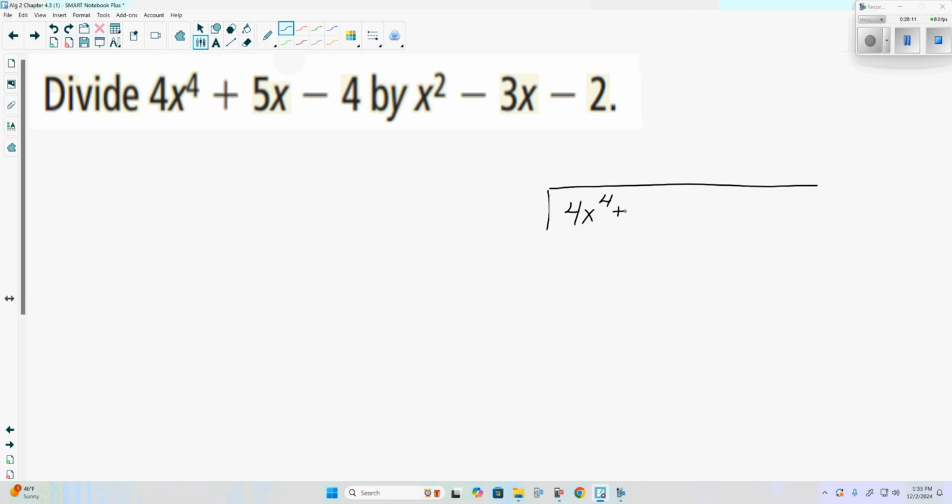Well, we don't have one, so we'll add it in as 0x cubed. Our next term would be our squared term, but we don't have it, so we'll add it in as 0x squared. But we do have our 5x minus 4. So unlike the last one, we have to add that 0 term in twice. Once for our x cubed, once for our x squared. And what's outside is going to be x squared minus 3x minus 2.